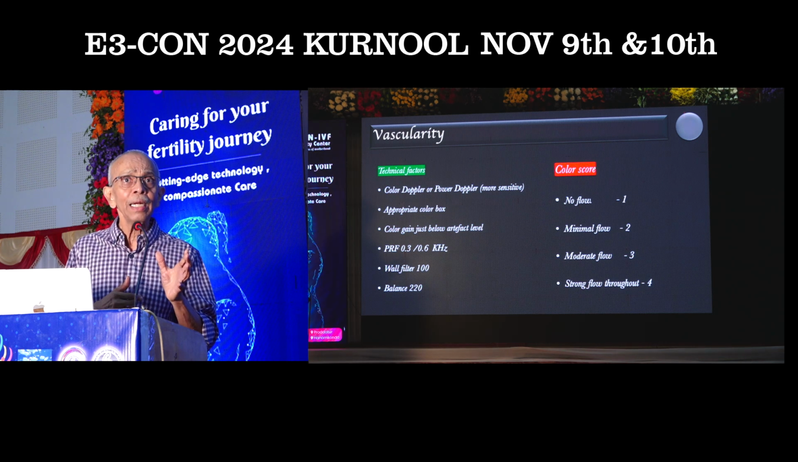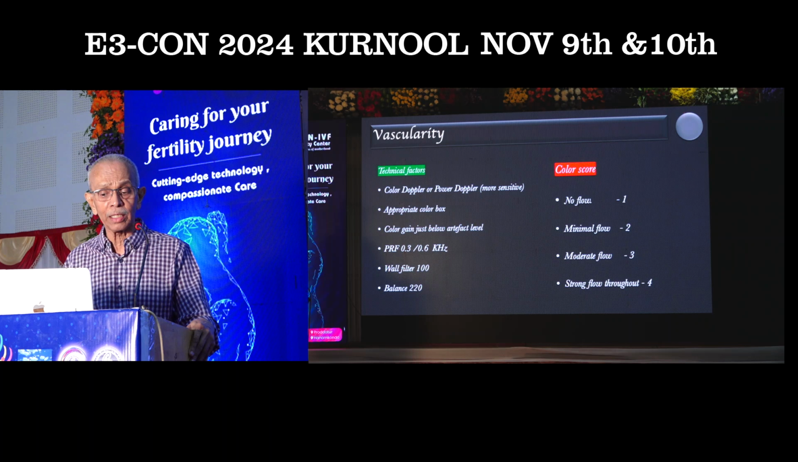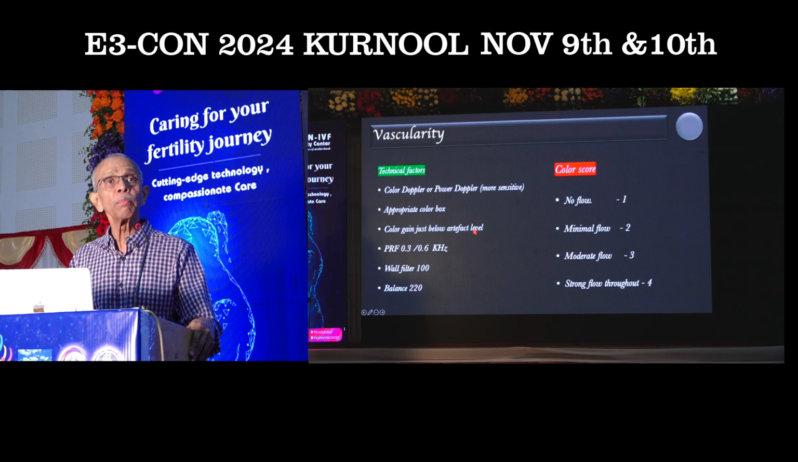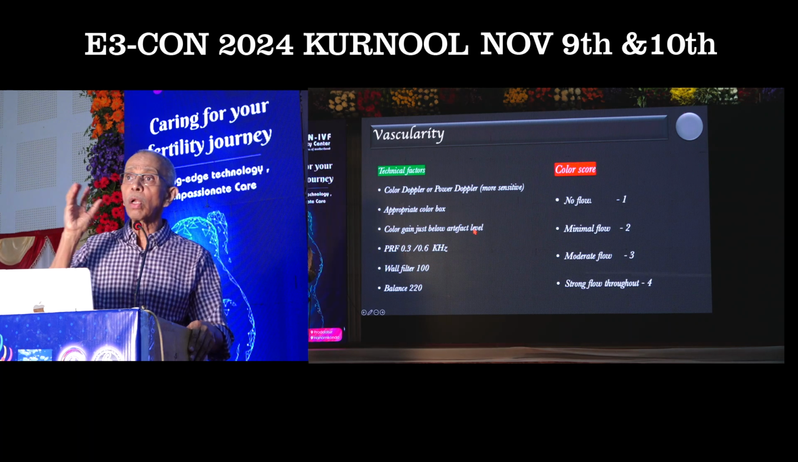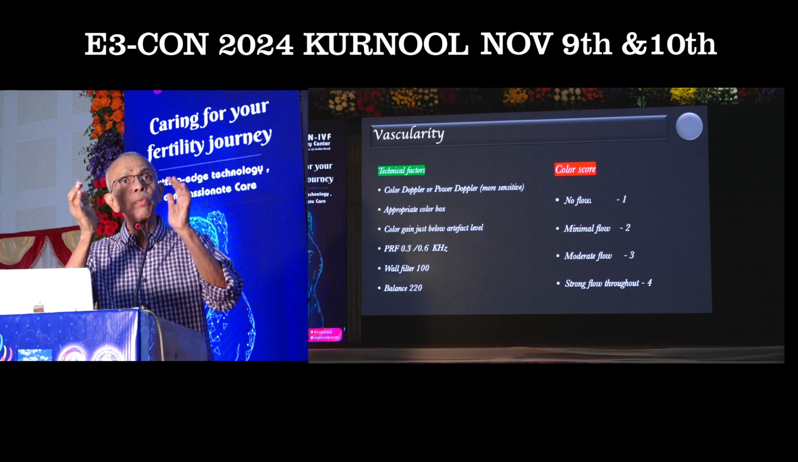The reason is that the flow in the pelvic vessels is slow flow. The flow is very, very low, and in that situation you need to appropriately set your settings so that you can appreciate the vascularity. The second important thing is the size of the color box. All of us use a color box. You should not use a large color box, and you should not use a very small color box.